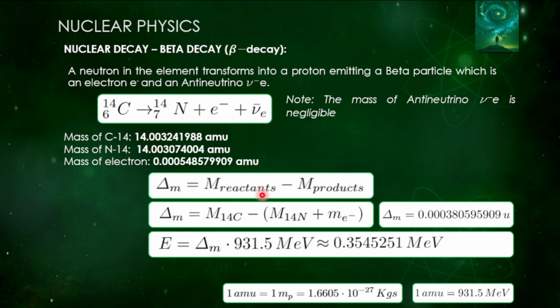So delta M is equal to mass of reactants minus the mass of products, M14C minus M14N plus the mass of the electron, given that the mass of antineutrino is 0. It doesn't have any mass. It's so negligible. So delta M, which is the mass deficit, is equal to 0.00038059. So E equals delta M C squared, or delta M times 931.5 mega electron volts, which is 0.354525 mega electron volts. Okay, great.